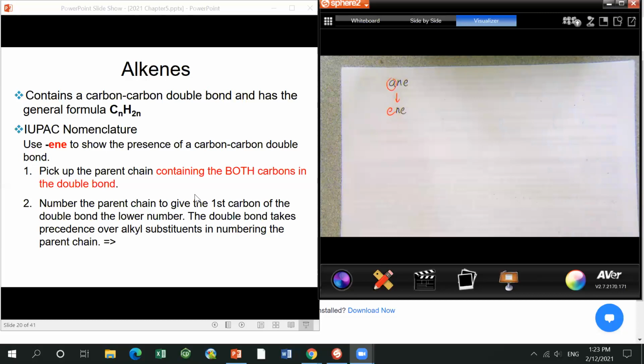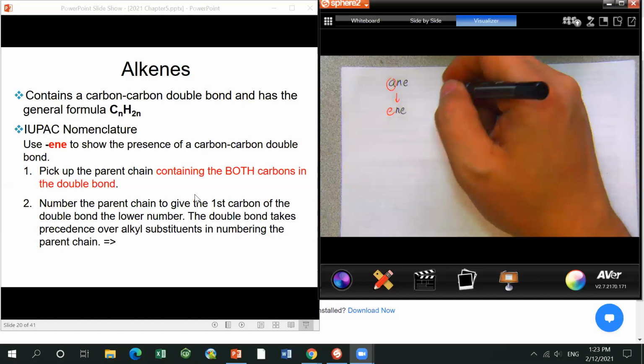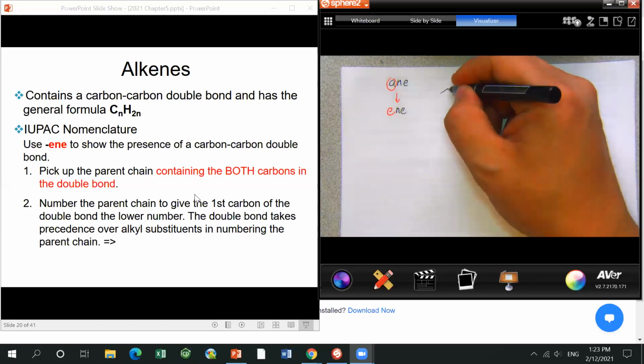And also you need to label the location of the CC double bond, because there is a long carbon chain, so you tell people where the CC double bond is. Another caveat is that when you pick the long carbon chain, you need to contain both carbons of your CC double bond in the long carbon chain. What does that mean? With one example, you will understand what I'm talking about.